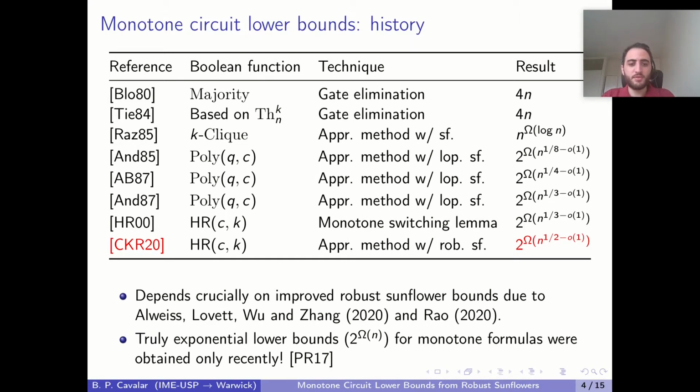And truly exponential lower bounds of the form exponential in linear in n, for monotone formulas, which are monotone circuits with a tree-like shape, were obtained only recently by Pitassi and Robere.